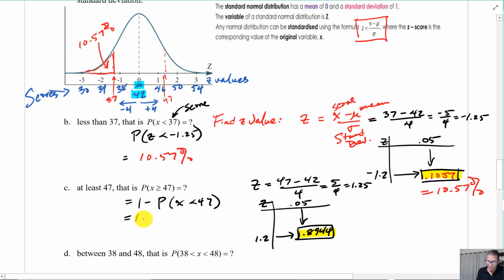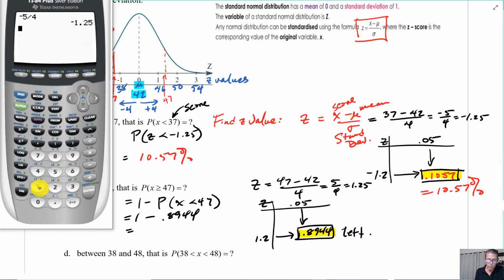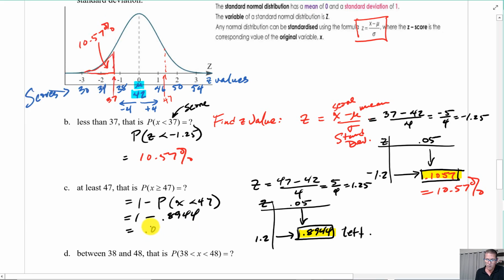Okay, so this is 1 minus 0.8944. Remember, these probabilities are to the left. So this is left of that value. But I want the right of that value, so I have to subtract it from 1. So let's go 1 minus 0.8944 and get 0.1056, which corresponds to 10.56%.